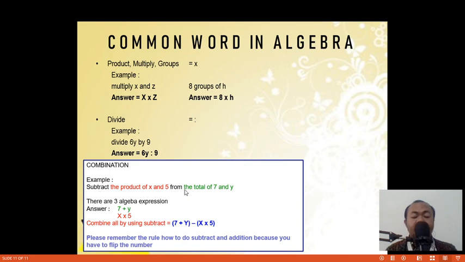from. Like we did with subtract before, the word "from" shows the original number, the original place. So you have to put 7 plus y in the front, and then x multiplied by 5 at the back. You got the answer? Parenthesis 7 plus y, minus, parenthesis x multiplied by 5. Please remember the rule of how to do subtract and addition, because you have to flip the numbers.